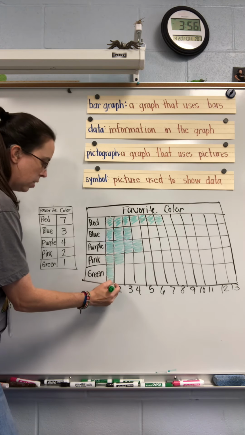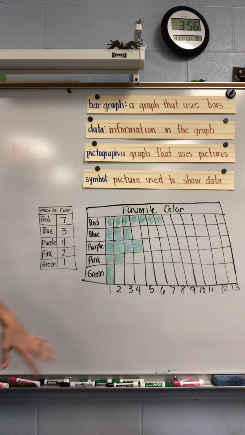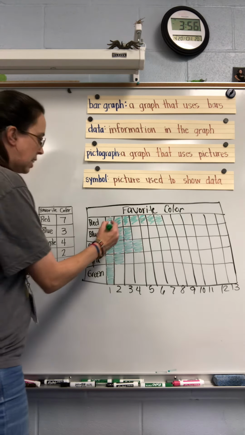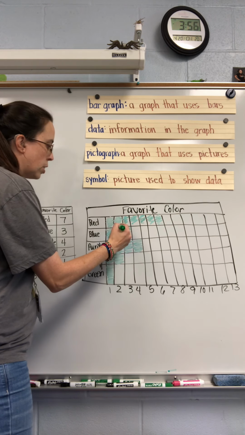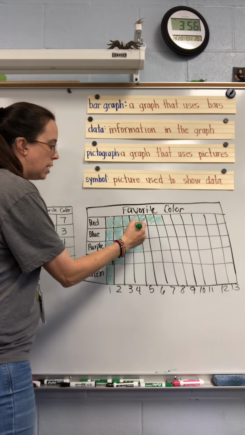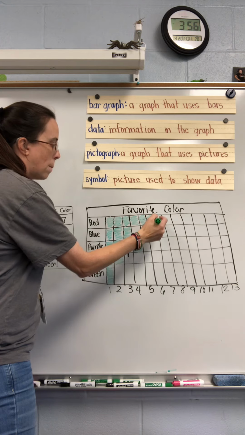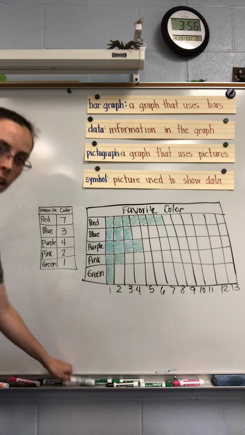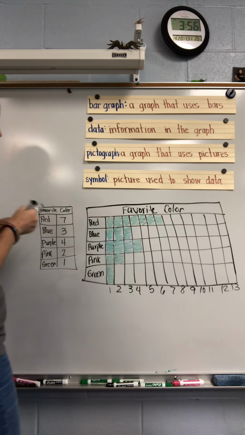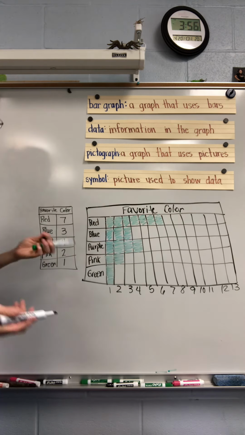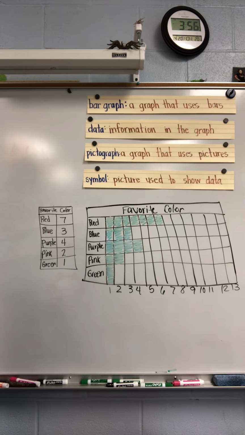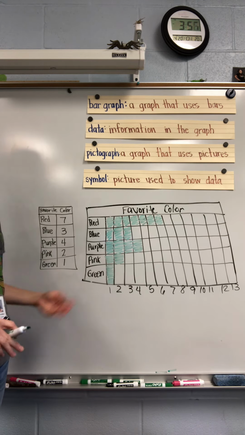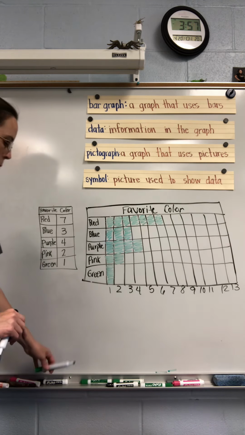That's okay. So when you look at this graph, there are a lot of different things that it tells us, okay? First of all, what is the most popular color in the class? It is red. Red had 7 votes, and that's the most number. And which color had the least number of votes, or which one is the least favorite in the class? That would be green, because it only had 1 friend that chose it, okay?